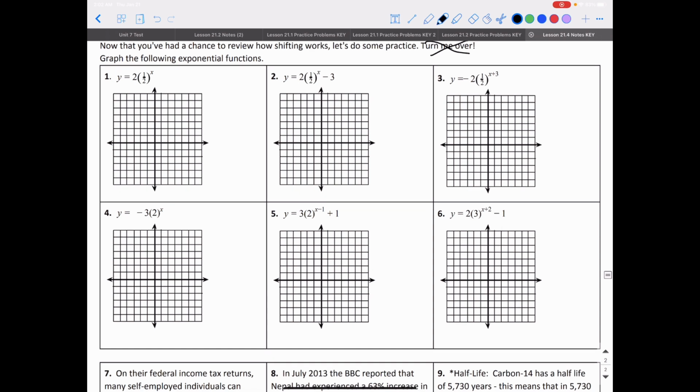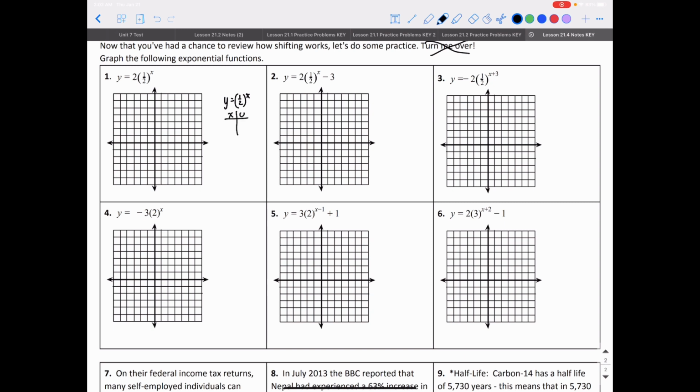So if I have 2 times 1/2 to the x power, what I want to do is first start with my parent function, whatever the table is for that, and then do the transformations from there. So the parent function in this case is y is equal to 1/2 to the x power. So that's the most basic of this exponential function, the base raised to the x power only.